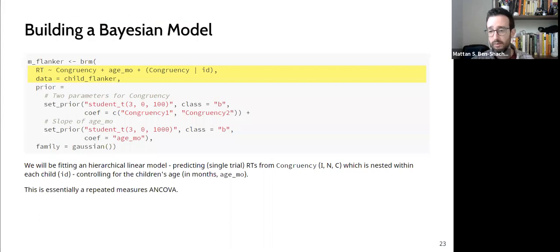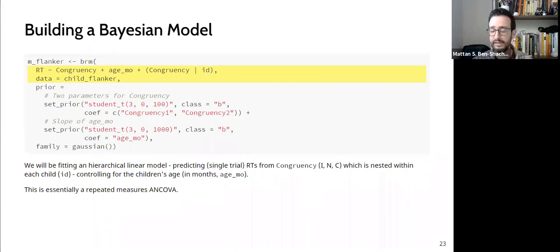So let's start. We'll be using the brm function. The syntax for building a model with brm is very similar to fitting any type of model if you've done so in R before. So we're saying here that response time is modeled by congruency, which is a factor, and a fixed effect of age in months, right? And if you've fit mixed models in R before, then you would also recognize this. We're saying that there are random effects for congruency nested within each participant. And our data comes from a data frame called child flanker.